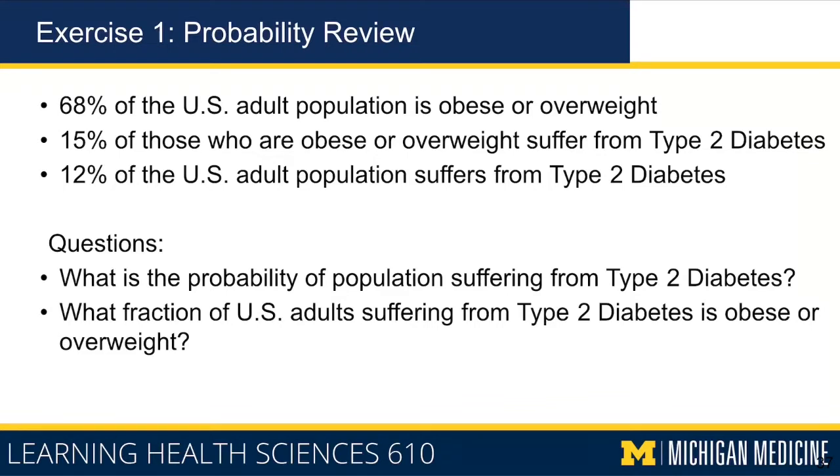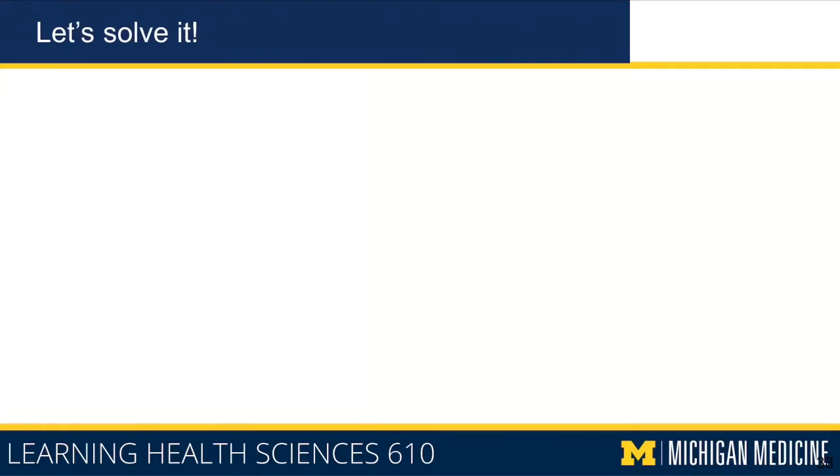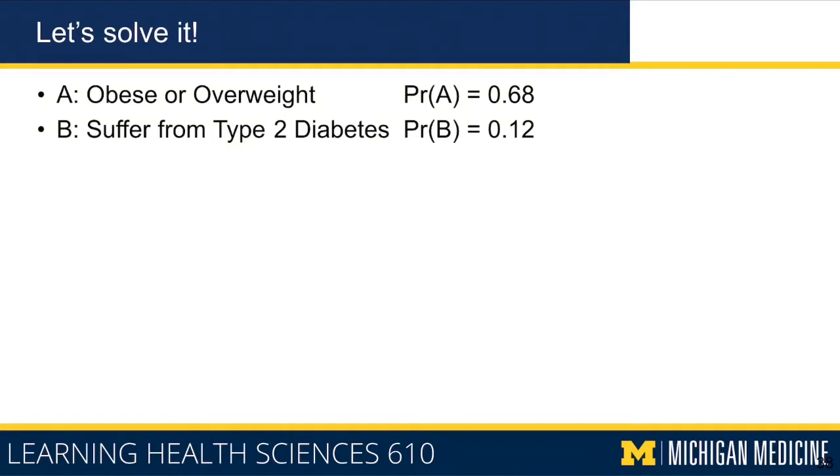Let's look at the second question in more detail. What fraction of US adult population that is suffering from type 2 diabetes is obese or overweight? Well, this is not the same as the second bullet up there. That says 15% of those who are obese suffer from type 2 diabetes. This is kind of asking the reverse question, right? What fraction of those who are suffering from type 2 diabetes is obese or overweight?